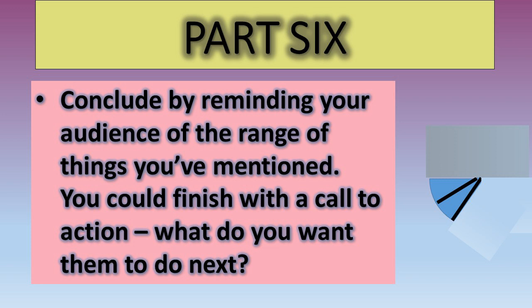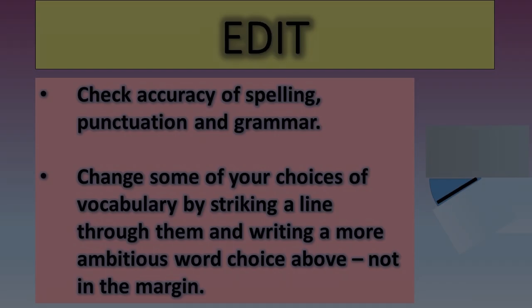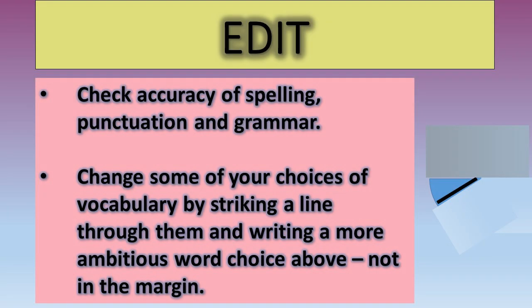Okay, you've had 5 minutes, and at this point we've written a whole text. It's now the last and most important part of the 45 minutes. We're going to be editing. So to edit, you are going to check the accuracy of your spelling, punctuation and grammar. We all make mistakes. It's part of writing. Editing your work involves checking that accuracy and amending any mistakes you might have made.